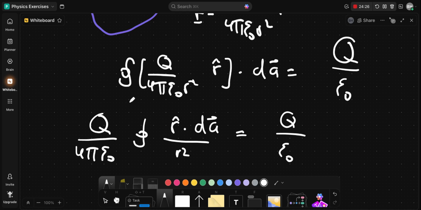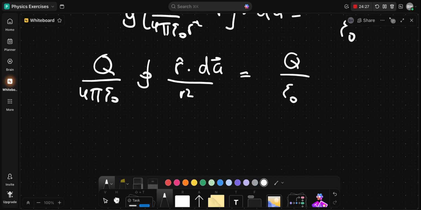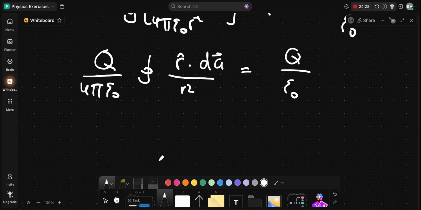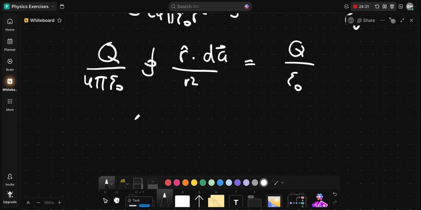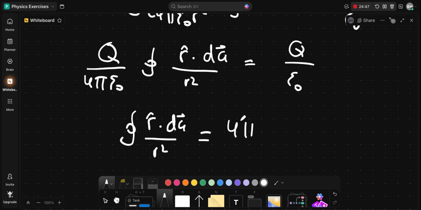Let's make some simplifications. This integral has a constant Q over 4 pi epsilon 0, which I'm going to pull out of the integral. And I have here r-hat dot dA divided by r squared, and Q over epsilon 0. Let's make some further simplifications. We cancel the Q and the epsilon 0. So I'm going to rearrange this as the following: the integral of r-hat dot dA divided by r squared equals 4 pi. Now, what is the problem here? We can't just use the same tricks that we did last time.